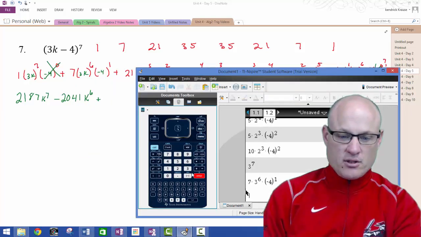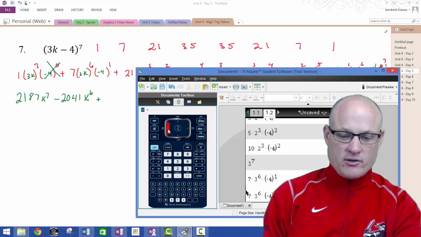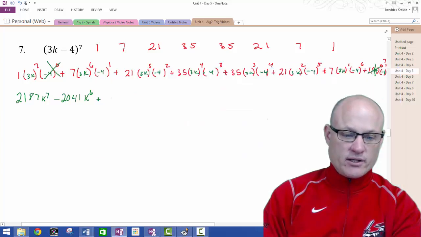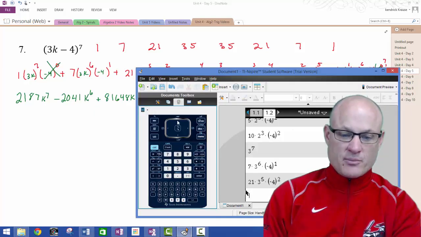So, we'll just go up, hit enter. We're going to change the 1 to a 2. And we will change the 6 to a 5. Remember, they have to add up to 7. And we'll change the 7 to a 21. 81,648 K to the 5th minus up arrow. These calculators make things so much easier.